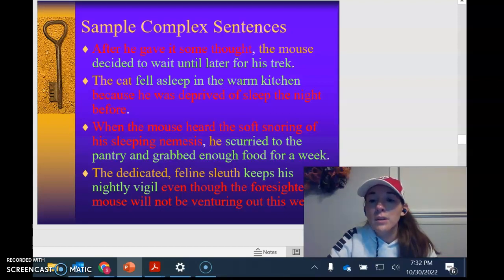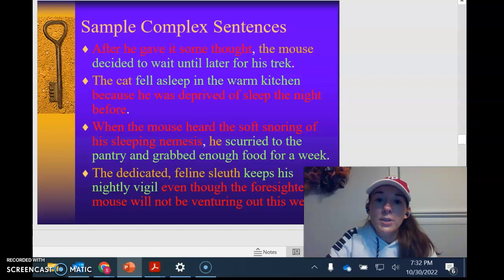So the mouse is our subject. We can see that he's being referred to with he here. And this statement that's in red could not stand on its own, so it's dependent upon the rest of this sentence. And the green is our predicate. The next sentence, the cat fell asleep in the warm kitchen because he was deprived of sleep the night before.